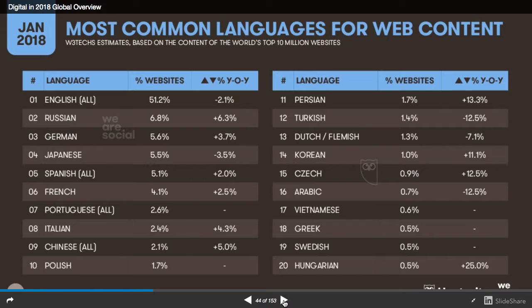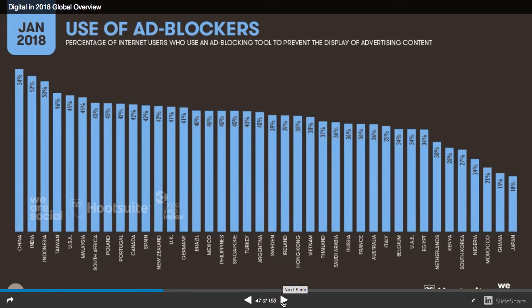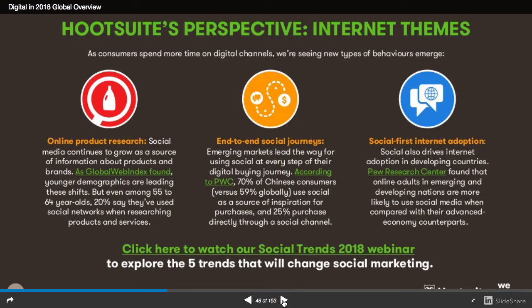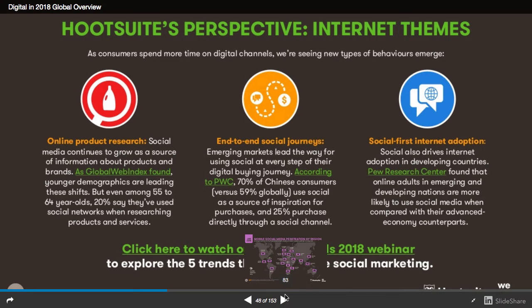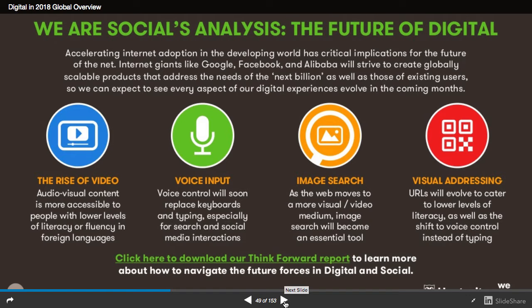Okay, so we can flip through this. I just found this PowerPoint. I was looking at it yesterday. Use of ad blockers. Look at that. China has 54% of the people using ad blockers. Perspective analysis. Social first internet adoption. End-to-end social journeys. Online product research. Again, a lot of people start their research online now, right? You're going to buy something. You go straight to Google and type it in, right? Or Amazon, so it's really growing and powerful.